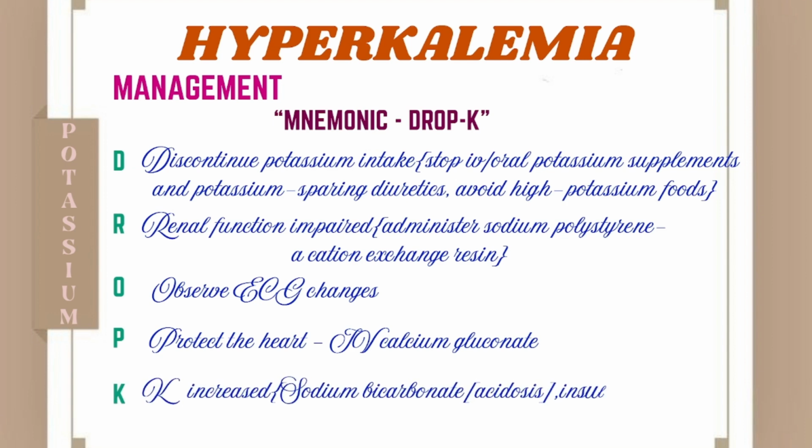K stands for potassium increased. We can give sodium bicarbonate in case of acidosis or insulin plus glucose. If potassium is increased, then we can give sodium bicarbonate. Sodium bicarbonate is mainly given if there is a condition of acidosis, because sodium bicarbonate will help to move potassium back into the cells. And also we can give insulin plus glucose in case of hyperkalemia, because this combination of IV insulin plus glucose also pushes potassium back into the cells.